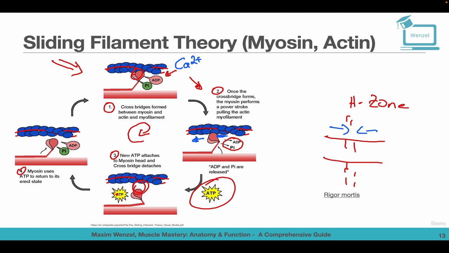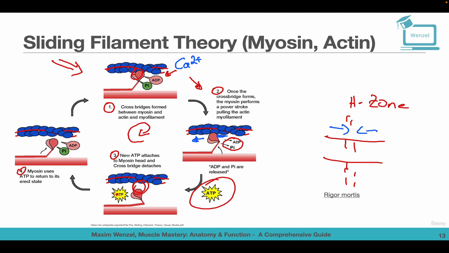This energy is used to reset the myosin head's position, preparing it for another power stroke. Additionally, calcium removal is initiated as the action potential ends, leading to the repositioning of tropomyosin, which covers the binding sites on actin, and this process begins muscle relaxation. At the last part, myosin uses ATP to return to its erect state. So you will have another one. And then this will begin.